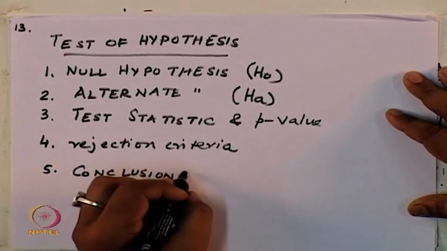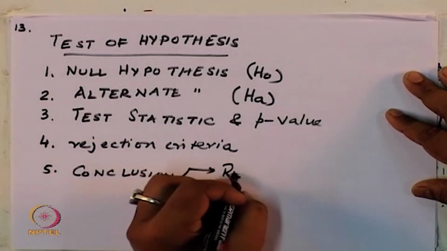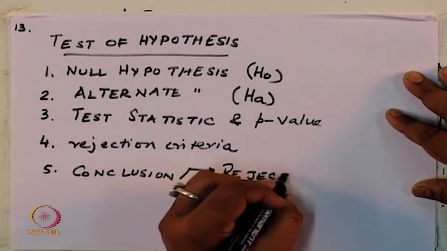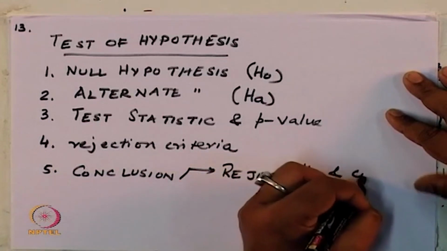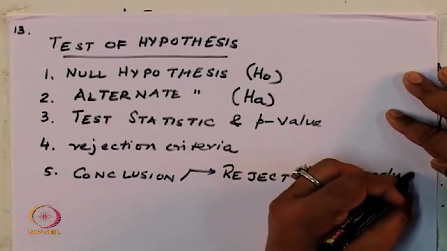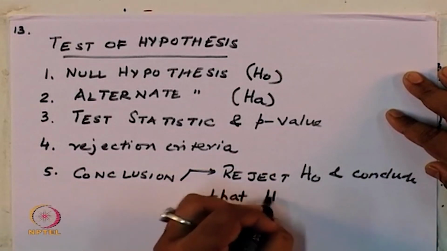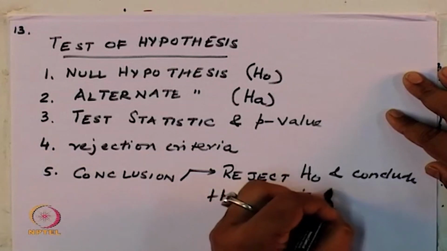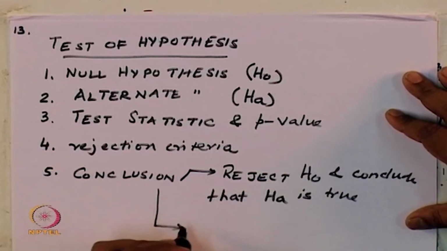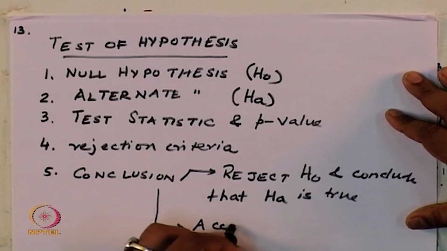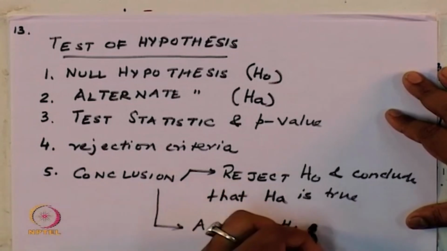So, there are two possibilities. You can either reject H naught and conclude that H A is true, or you can accept H naught as true.